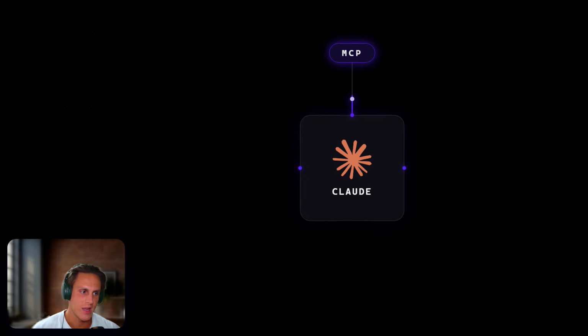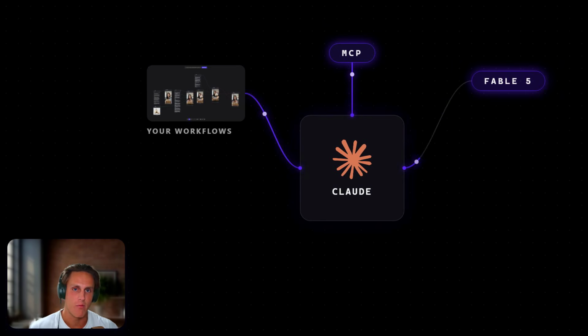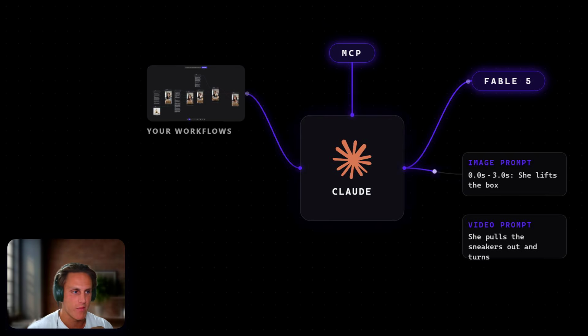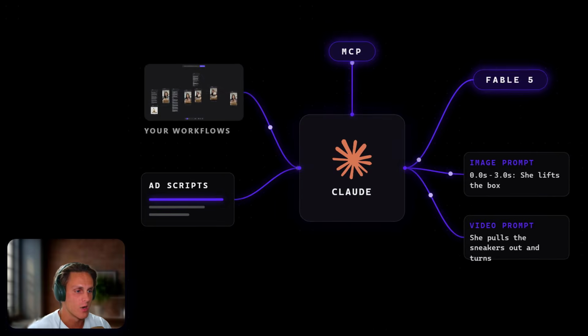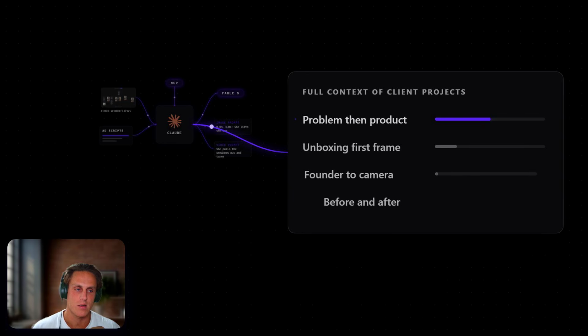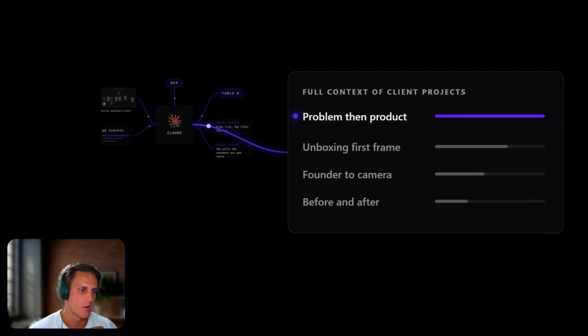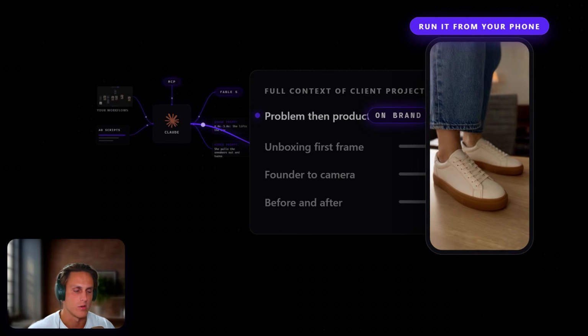I find the MCP connection super useful because it gives Claude the full context of my workflows, which means I can have Fable 5 creating high quality image and video prompts for me, or I can even have it researching top performing ad scripts and include those scripts as prompts in my workflows. It also has the full context of my client projects and my business, so that whenever it's generating prompts, they're all going to be on brand and up to date with what I'm working on at the moment.